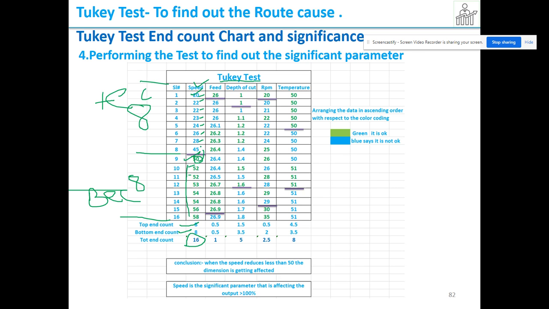The same way we can do it for the feed. So when you come to the feed, the first reading is okay. It's arranged in ascending order. From okay, the immediate next is jumping to not okay. It means you have to cut off here only. So here the top end count will be 1. At the bottom it is not okay and jumping to okay. So there is a change here. That bottom end count is 1.